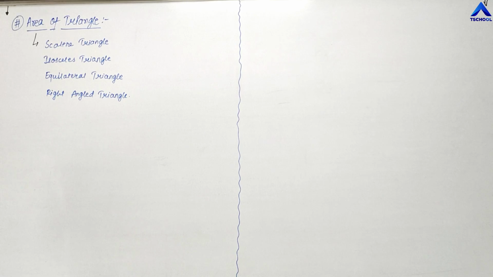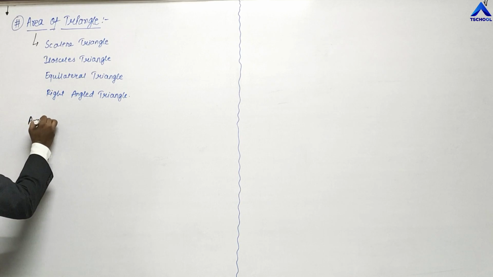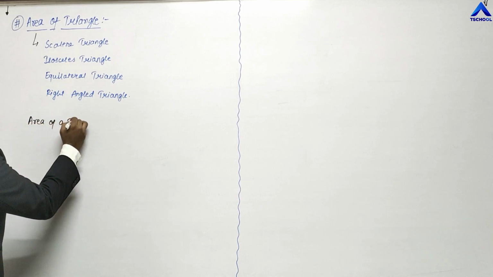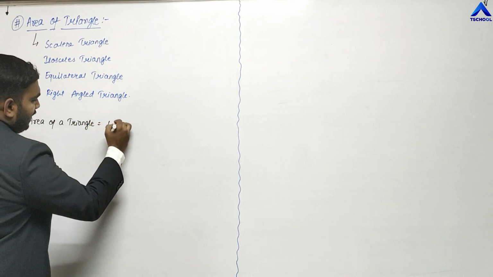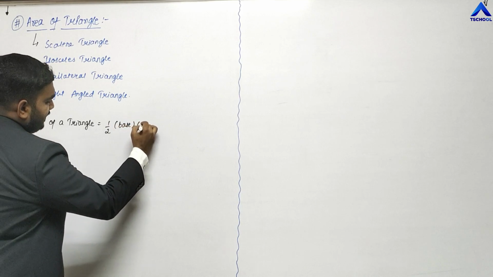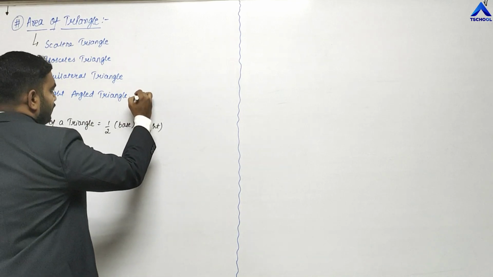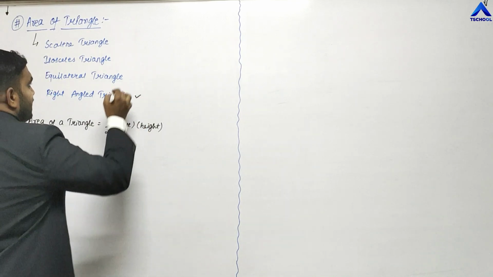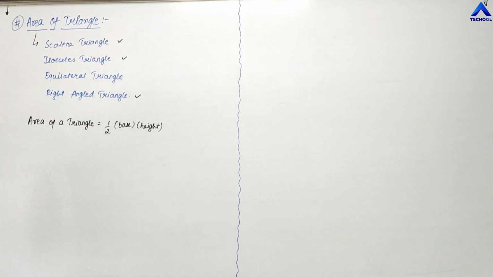Now in previous classes, that means in previous years, we also studied a formula to find out the area of a triangle, that is the most basic one. Area of a triangle is basically half into base into height. Right, this formula was used to find out the area of a right angle triangle. This can also be used to find out the area of an isosceles triangle. This can also be used to find out the area of a scalene triangle.